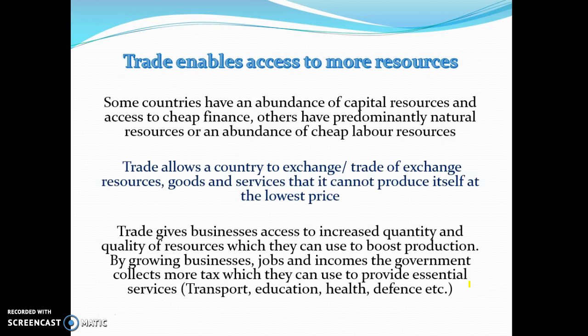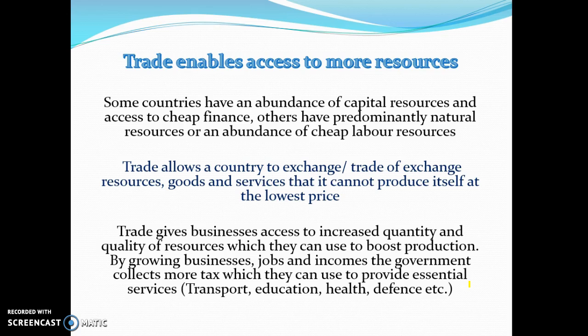Trade enables access to more resources. So some countries have an abundance of capital resources and access to cheap finance, while others have access to really good natural resources and quality land resources or quality labour. Trade allows a country to trade one for the other. So the things that they can't produce themselves, they will get from other countries at as low a price as possible.